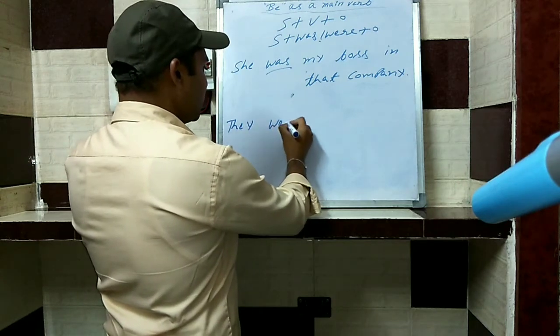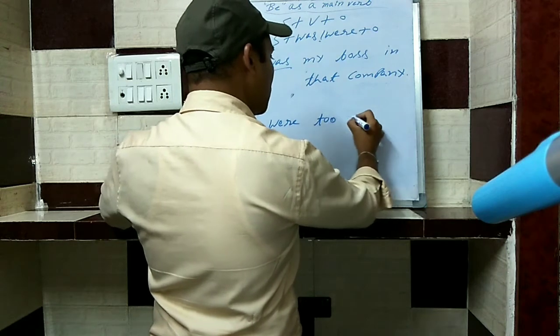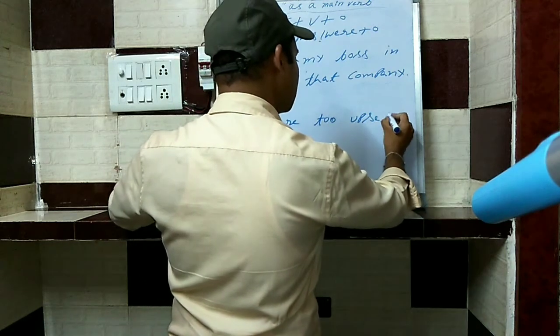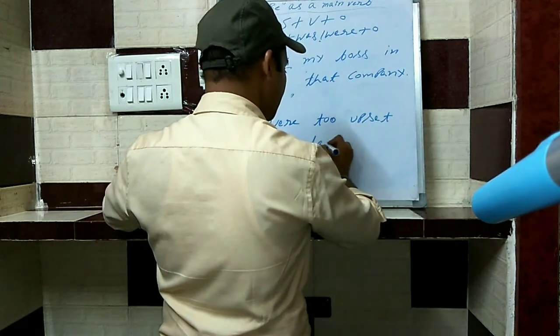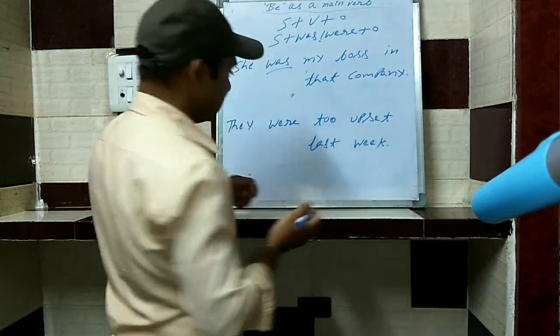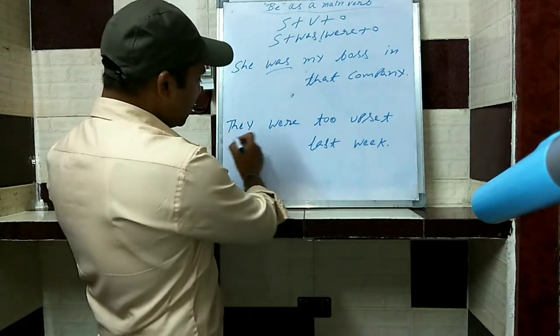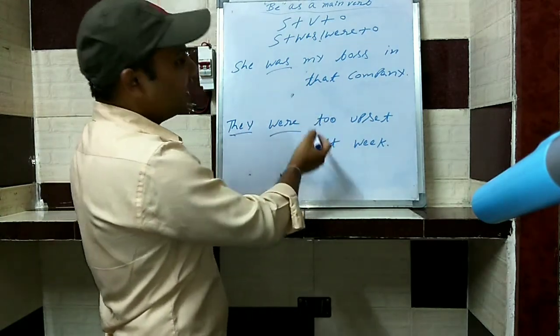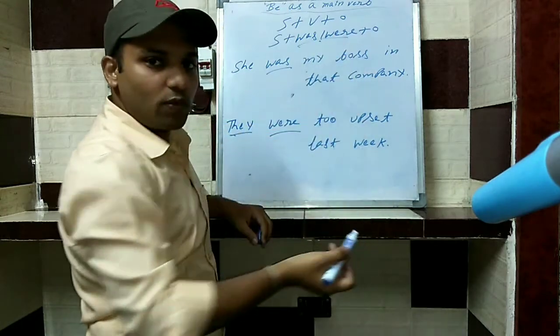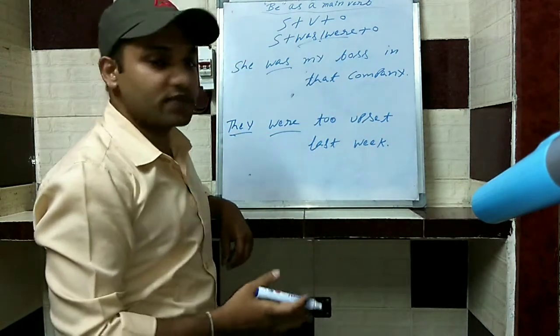they were too upset last week. They were too upset last week. So here they is a subject, were is used as a second form of is, am, are, and after that it is object. They were too upset last week.